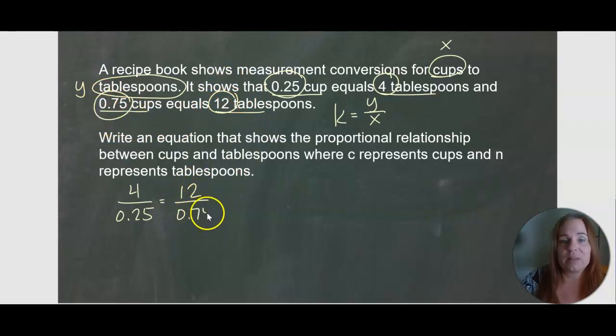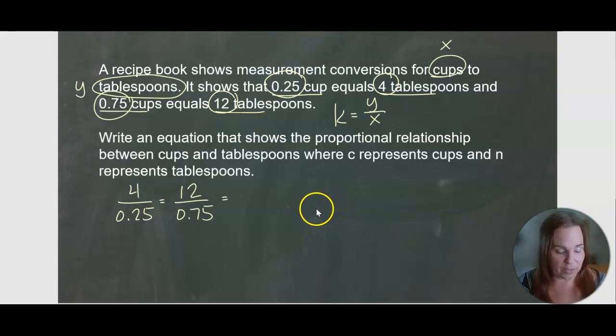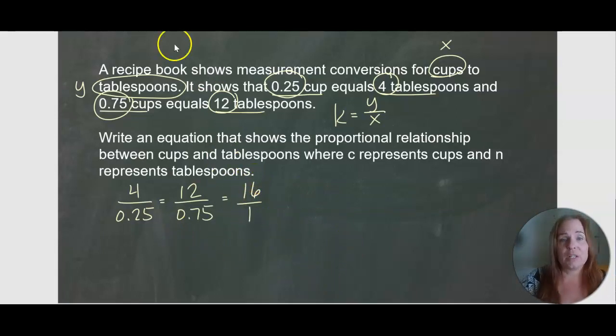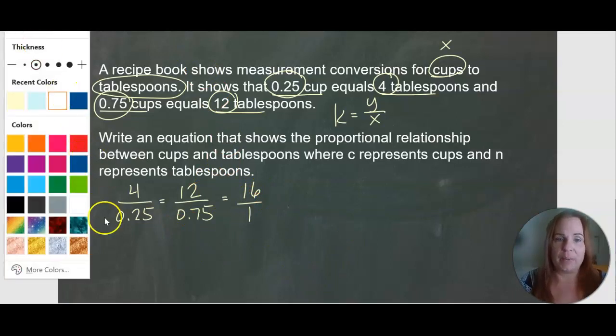They both equal the same thing, right? So when I do that, let me do 4 divided by 0.25. I get 16. Now, I'm going to write that as a ratio. I'm going to write 16 over 1 because remember what I'm measuring on the top and the bottom.